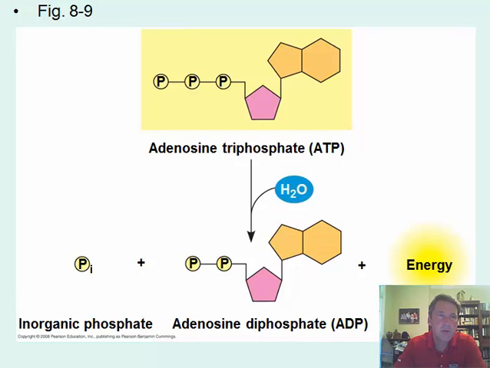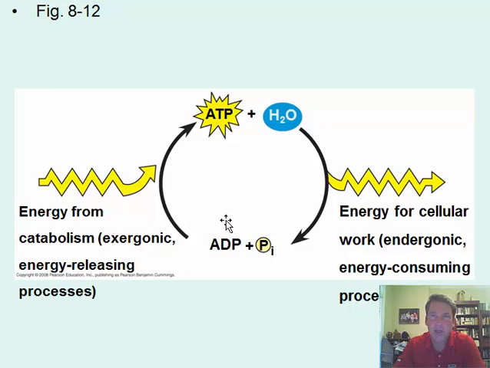Now there's a regeneration process for this, so it's a renewable resource in our cells, and we can see that right here. Here's our ATP, and when we use that for cellular work, different types of metabolic reactions taking place in our cells, it breaks the bonds of the phosphate and releases that energy, and then we have ADP and free phosphates in our cells.